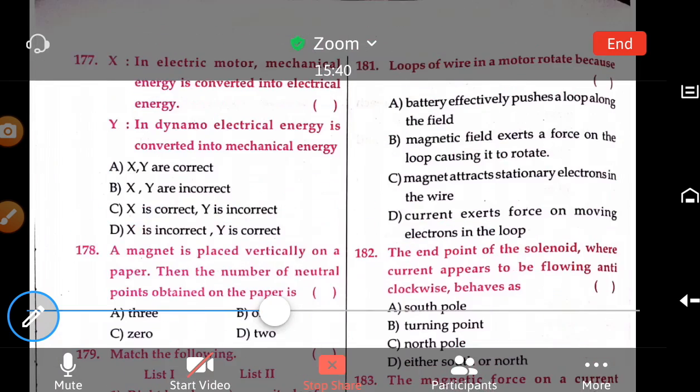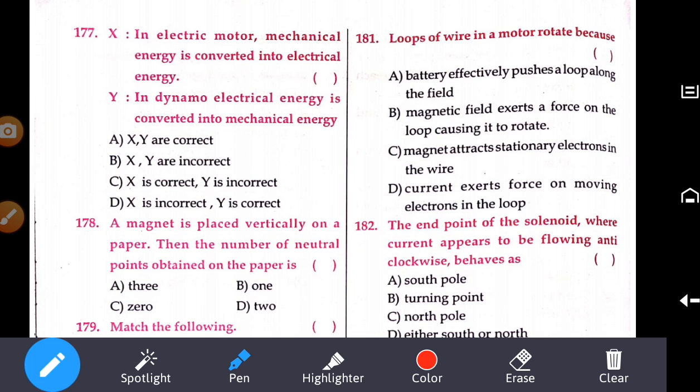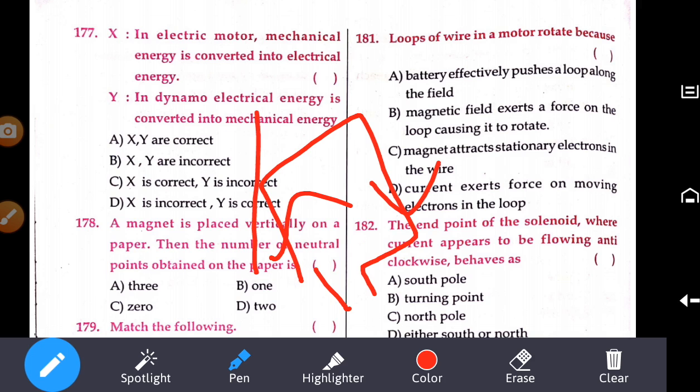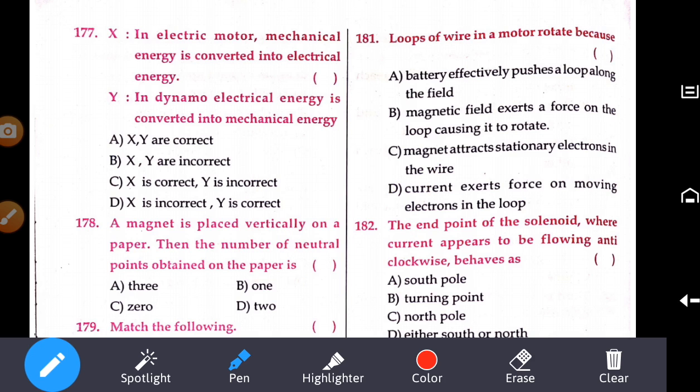Option number A. Then comes our 181st question. Why does a loop of wire in a motor rotate? Because of a force. If you observe this loop, current is moving like this and current is moving like this. The force will make the coil rotate. So the magnetic force exerts a force on the loop, causing it to rotate.